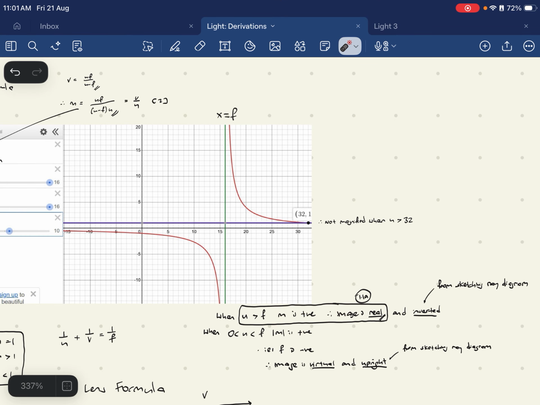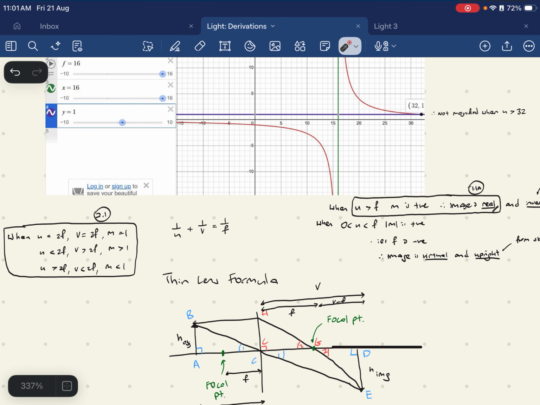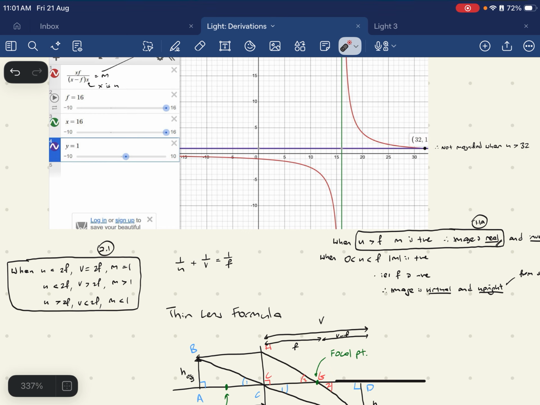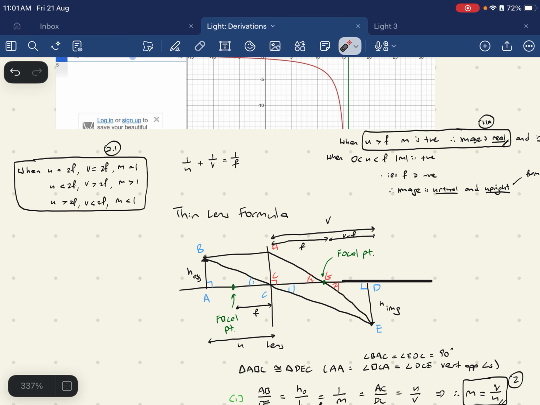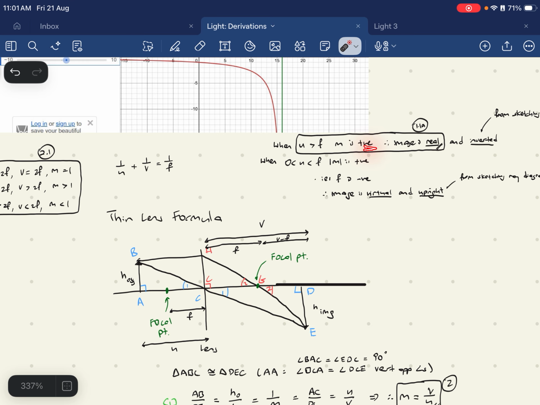And if you take note, the position of the image, for this particular range of u equals f up to u equals 2f, which is this part over here, is magnified, and you see that the image is located beyond 2f. So here's f, here's 2f, and this is the image. So you see that the image is real, it's inverted, and it's magnified.